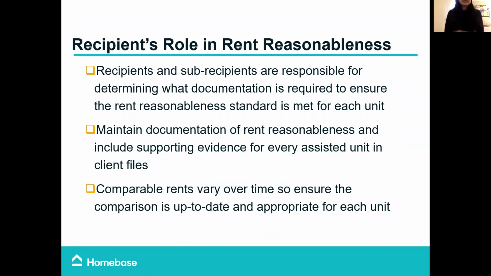Recipients and subrecipients are responsible for determining what documentation is required to ensure that rent reasonableness standard is met for each unit, and they're responsible for maintaining that documentation and including supporting evidence for all assisted units in client files. Comparable rents vary over time, so you want to ensure that the comparison is up to date and appropriate for each unit. And we believe that an annual basis is reasonably compliant with updating consistently. Next slide, please.